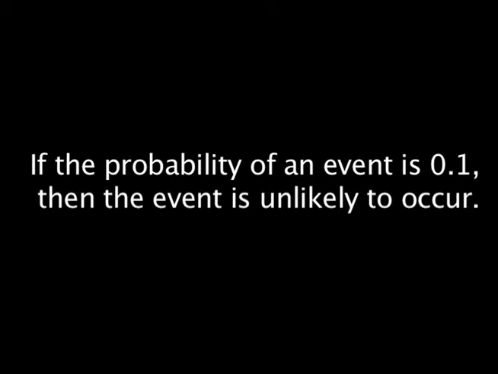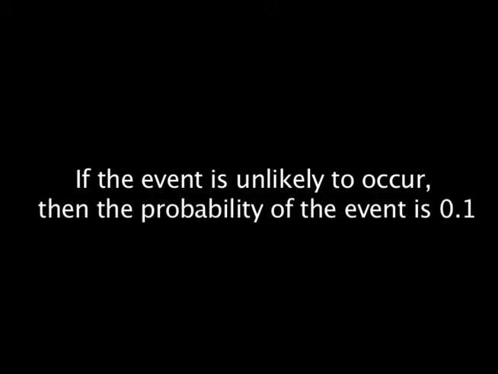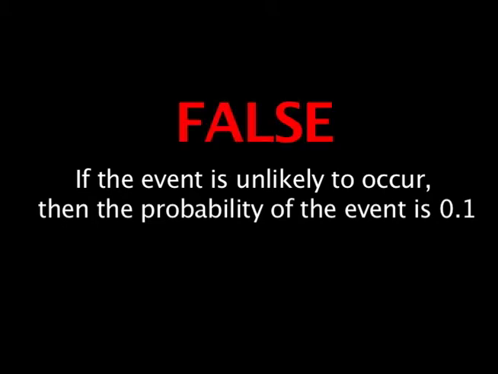Let's do an example problem. If the probability of an event is 0.1, then the event is unlikely to occur. This is true. The converse would be, if the event is unlikely to occur, then the probability of the event is 0.1. This is false because the probability could be 0.01 and still be unlikely to occur.